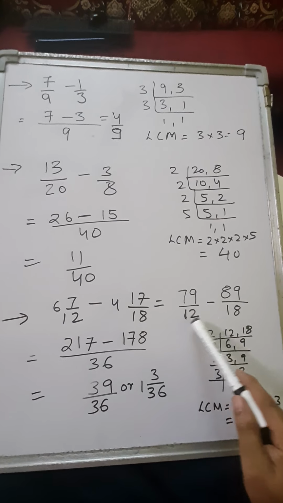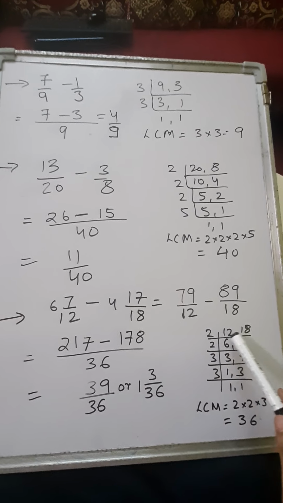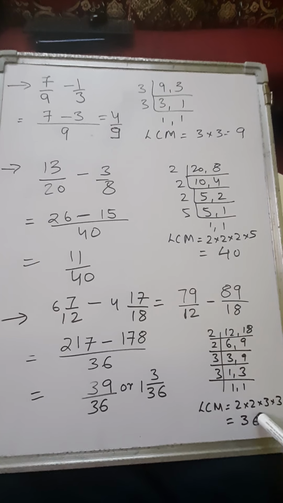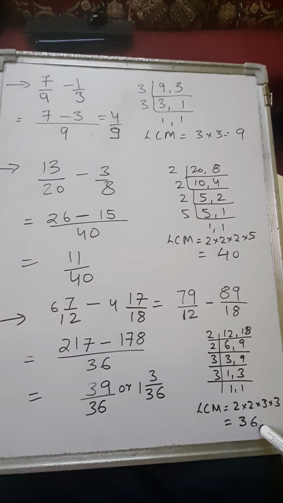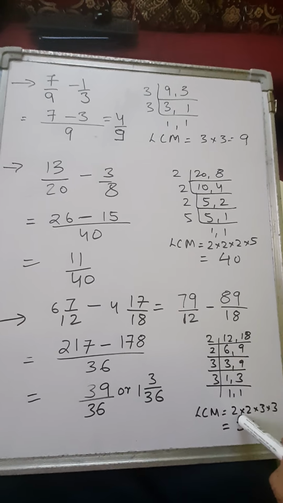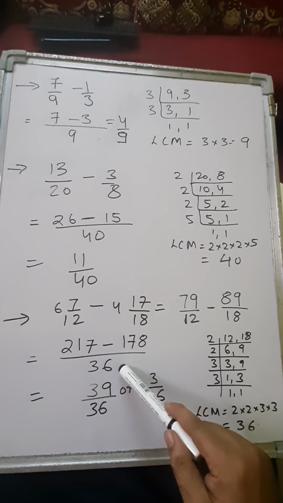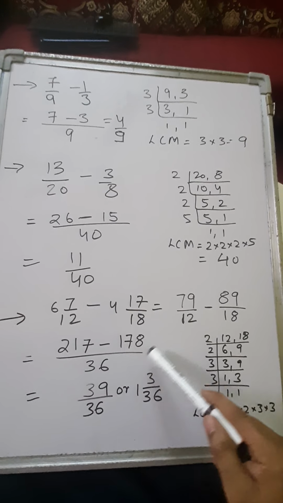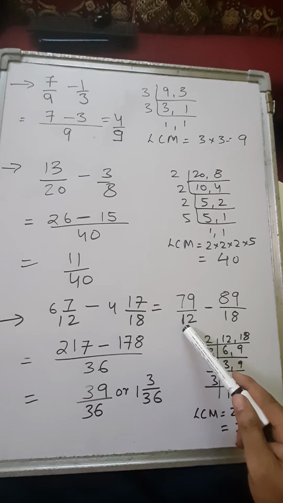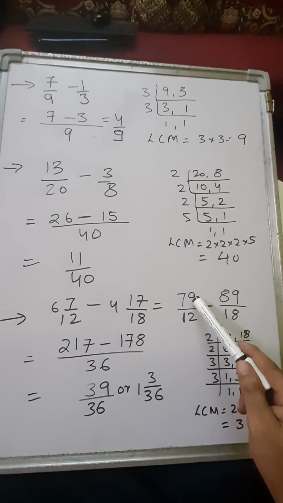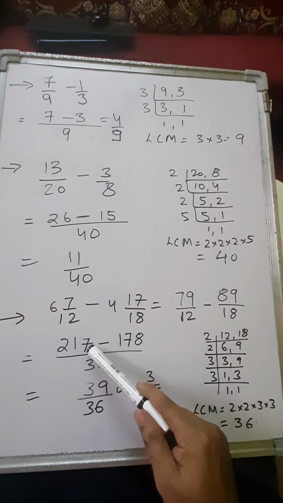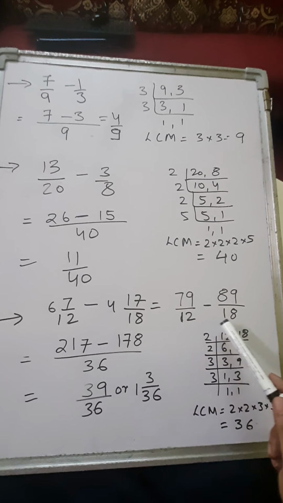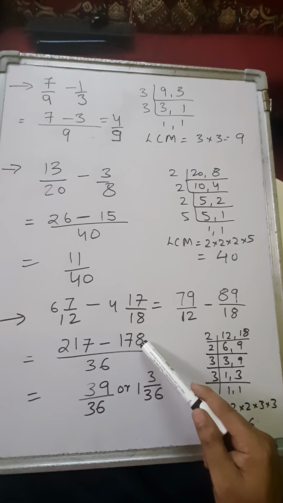So when we take the LCM of 12 and 18, what will we get? See, here I've taken the LCM. The LCM of 12 and 18 is 36. Now you know how to take the LCM, we have discussed, right? 36 is the LCM. Write the LCM here. Divide this LCM by the denominator of the first fraction. When 36 is divided by 12, what will come? 12 3s are 36, 3 will come, and 3 into 79, 237. When 36 is divided by 18, 2 will come, 18 2s are 36, 2 into 89 is 178.